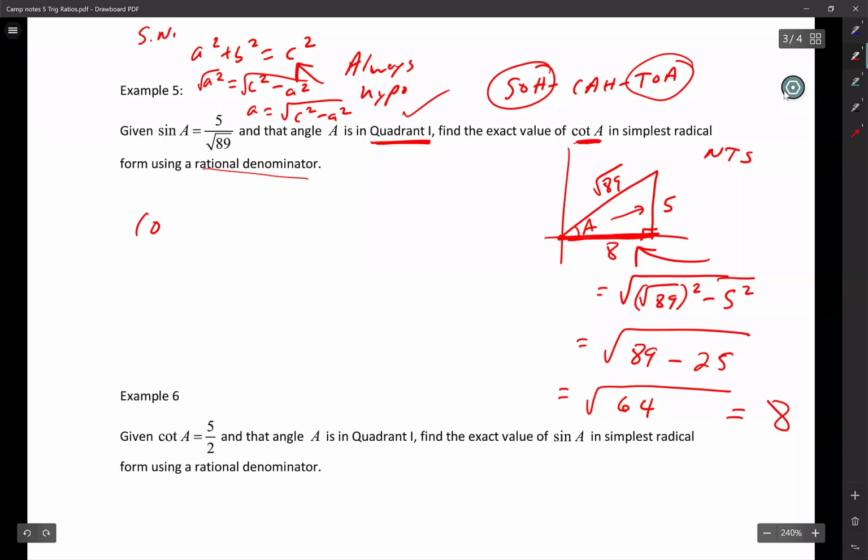So I'm going to write cotangent of A is equal to, well, let's see, tangent was opposite over adjacent, so it's equal to adjacent over opposite. So adjacent, 8, over opposite, 5. Put a little happy face.